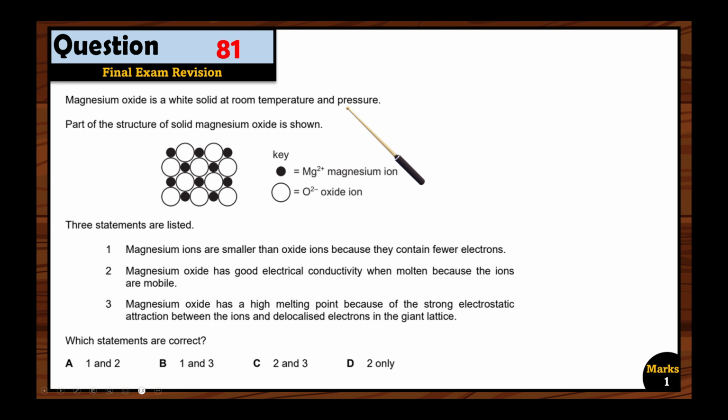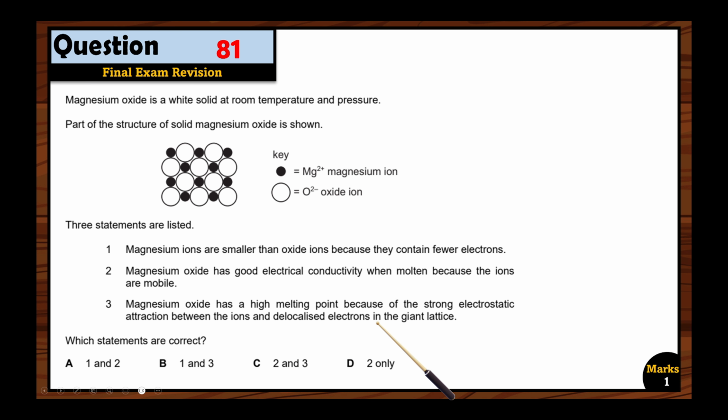Magnesium oxide is a white solid at room temperature and pressure. Part of the structure of solid magnesium oxide is shown here. If you see, magnesium ions are small and oxide ions are bigger, right? Now three statements are listed. First, magnesium ions are smaller than oxide ions because they contain fewer electrons. Second, magnesium oxide has a good electrical conductivity when molten because the ions are mobile. That option is right.